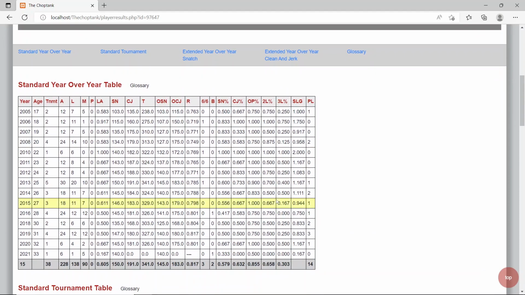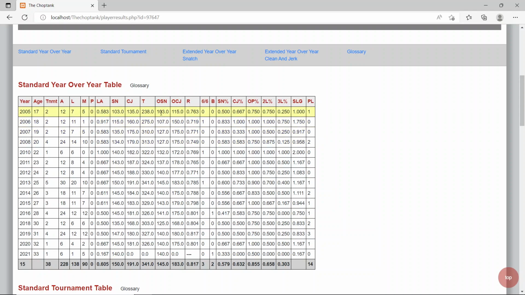Scrolling down, we get to the standard year over year table. The purpose of this table is to show an assortment of descriptive statistics that explain Travis's weightlifting story over the years that he has been lifting. The table proceeds in chronological order and begins by giving his age, the number of tournament appearances that occurred during that specific year, the number of attempts he made during that year, the number of lifts he made, the number of lifts he missed, the number of past attempts, his lifting average broken down at the year level, his best snatch, his best clean and jerk, and his best total, again, at a given year.